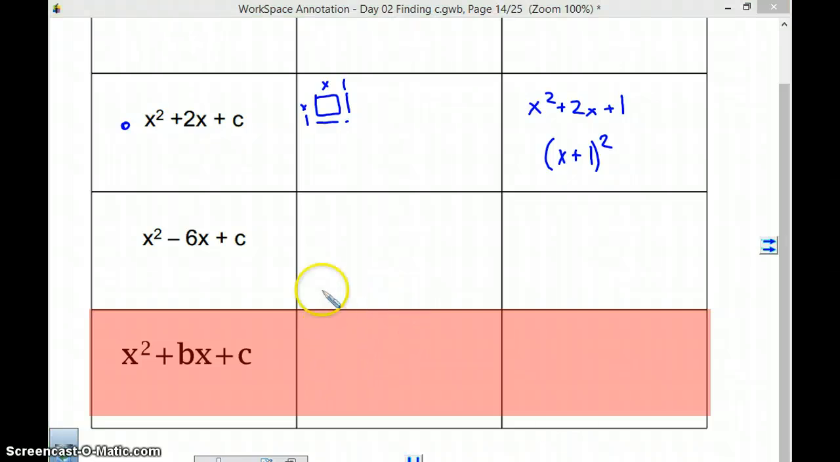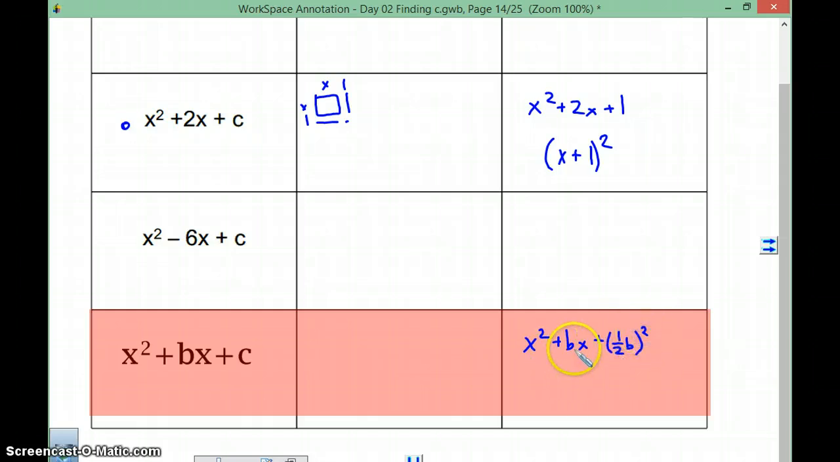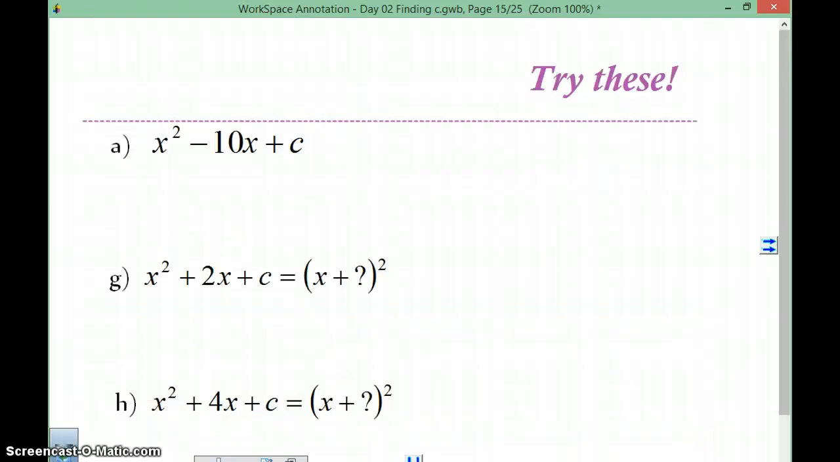This one is really hard to make a picture of. So we're just going to use the same pattern that we had before. We had x squared plus bx. Now, how do you find c? Well, before we took half of this and then we squared it. So let's take half of b, 1/2 b, and then we'll square it. 1/2 of the middle term and then square it. Okay, we're going to skip these for now.